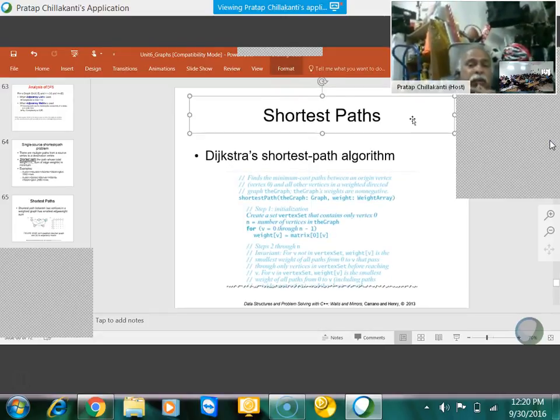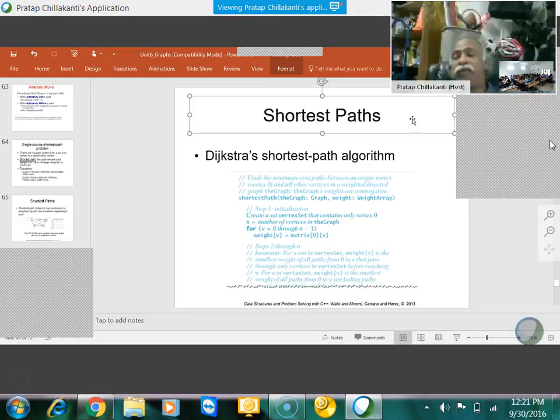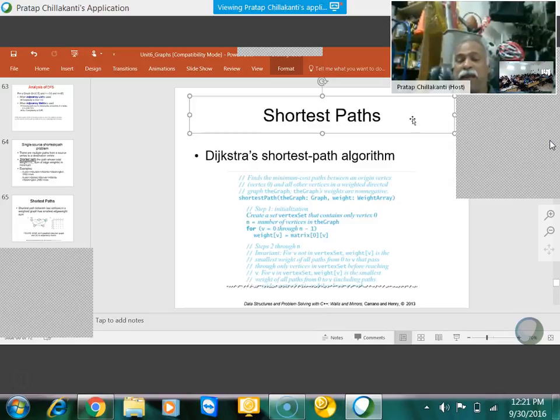What Dijkstra's shortest path algorithm basically does is find the minimum cost path between an origin vertex and all other vertices. So he said, first I will build a table which shows the shortest path from every vertex to every other vertex. That way, when he has to calculate from source to destination, he will use that initial table that he builds to quickly identify the shortest path.